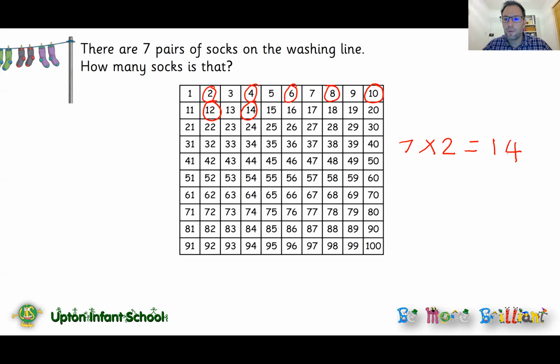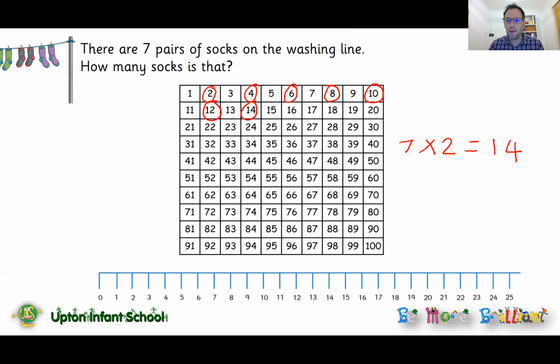Is there another way we could do it? Oh, I can hear somebody saying, what about the number line? So here we go. Let's use our number line to count in 2s. I'm going to start at 0, and I'm going to do a jump of 2, and another jump of 2. That's 2 jumps of 2, 3, 4, 5, 6, and 7 jumps of 2.